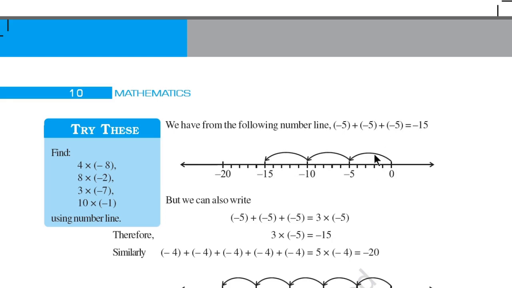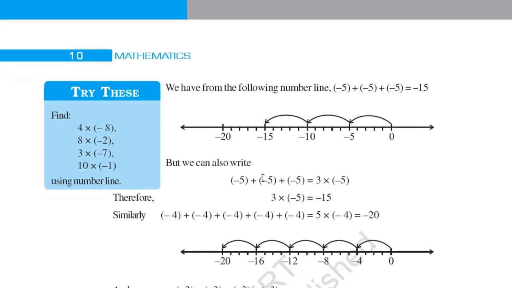So here minus 15 came. But we can also write minus 5 plus minus 5 plus minus 5 is equal to 3 times minus 5. It is the same thing. So 3 into minus 5 is equal to minus 15.